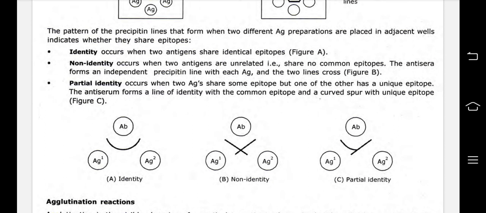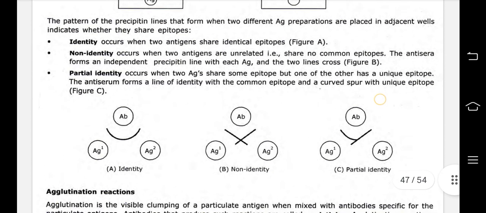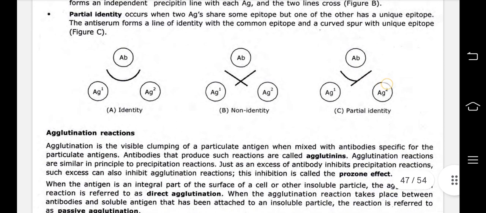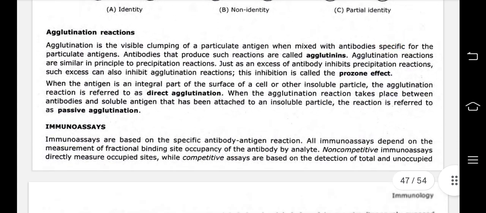The antiserum forms an independent precipitin line with each Ag and the two lines cross. Then partial identity occurs when the two Ags share some epitope, but one or the other has a unique epitope. The antiserum forms a line of identity with the common epitope and a curved spur with the unique epitope. Identity, non-identity, partial identity. Next, agglutination reactions.